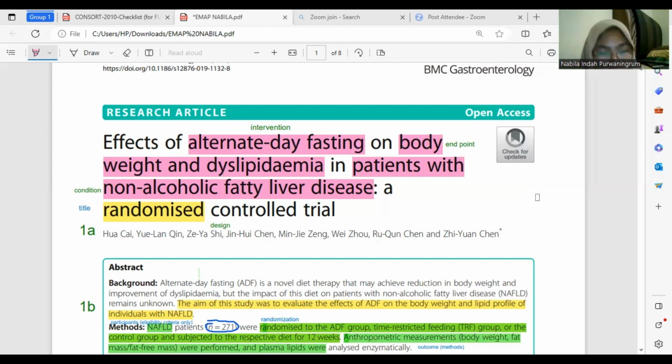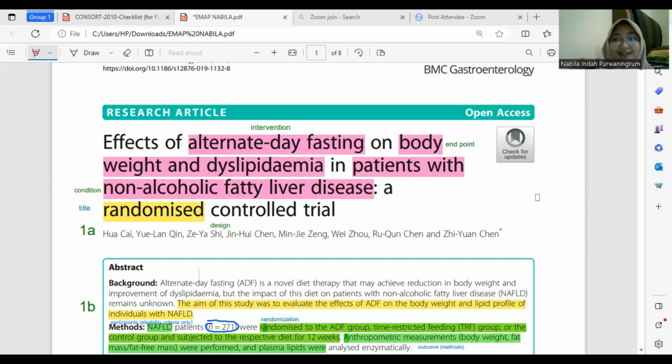And then next is the population. Population means what are the characteristics of the population that is being recruited, like the mention of sex and age, but unfortunately in this title we can't find it. And then the next letter is I, which stands for intervention. Intervention is something that we are going to do with the patient.